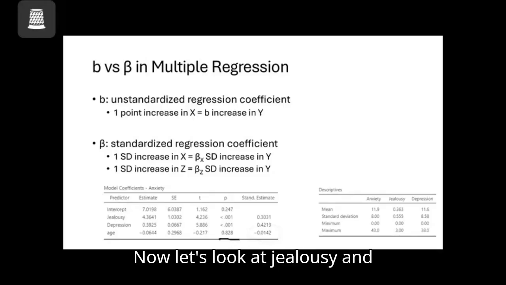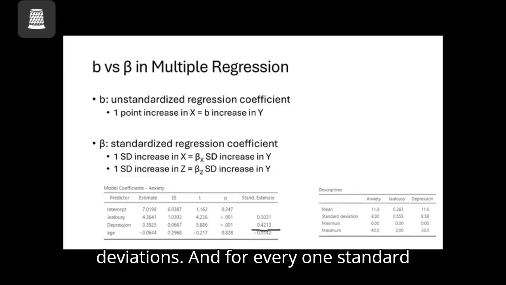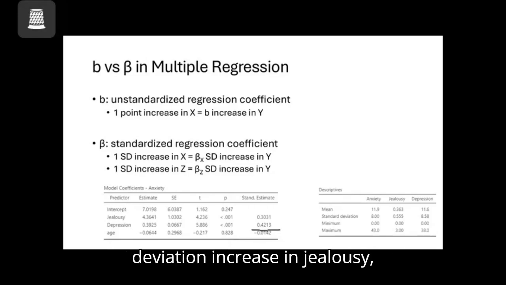But now let's look at jealousy and depression. You can see that for every 1 standard deviation increase in depression, anxiety increased by 0.42 standard deviations. And for every 1 standard deviation increase in jealousy, anxiety increased by 0.303.